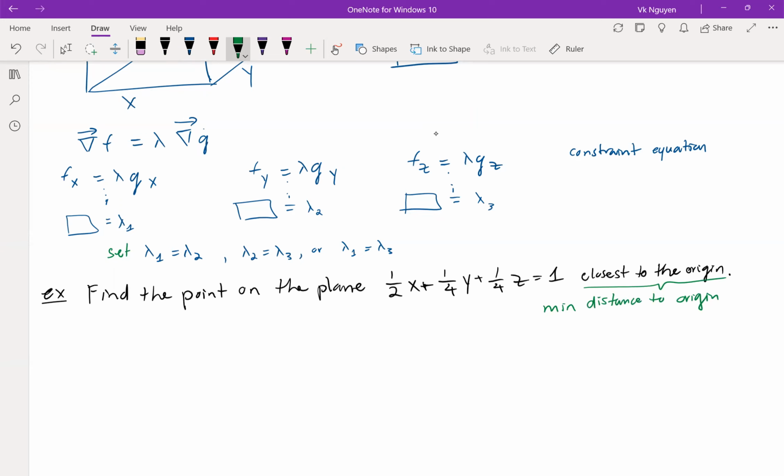So we know the distance to the origin, d, is the square root of x² + y² + z². Well, the thing here is that when you set up the objective function, you are not going to minimize d. You're going to minimize d², which is x² + y² + z², and this is your f(x, y, z) here.